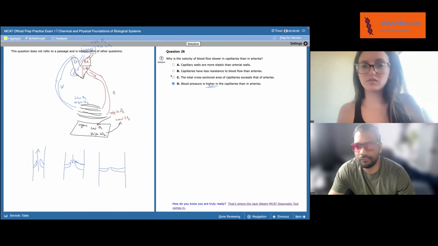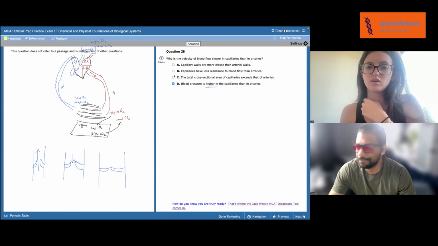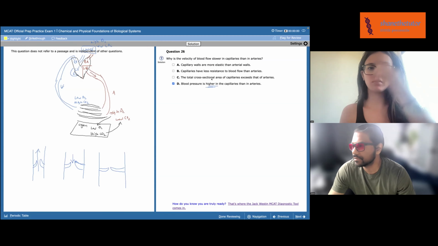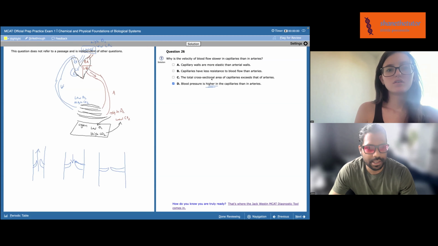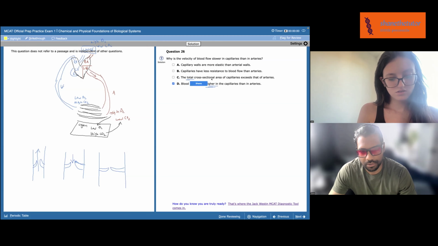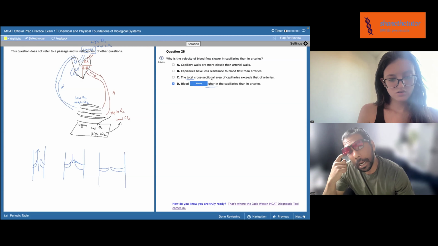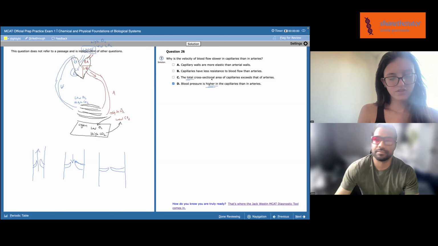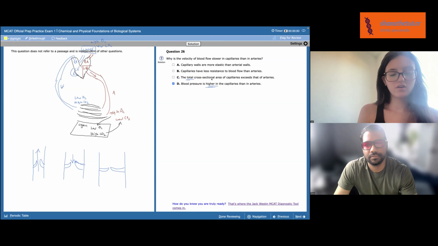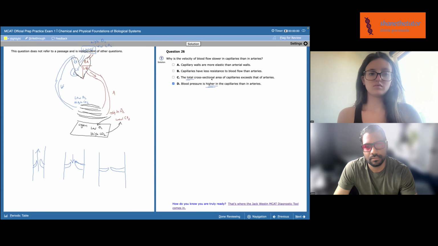So C is wrong. Why is that? Because the cross section is the area. The area of an artery would be much greater than that of a capillary. They say total, like across the body, the number of capillaries. There would be a lot.